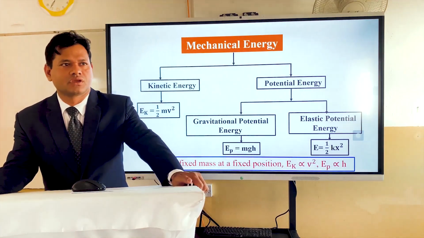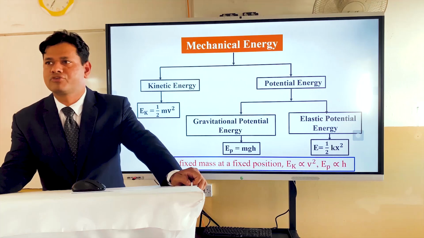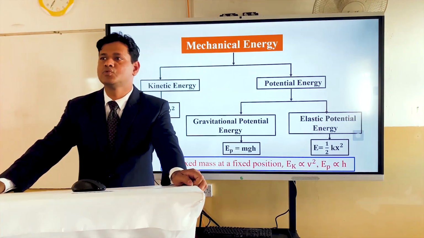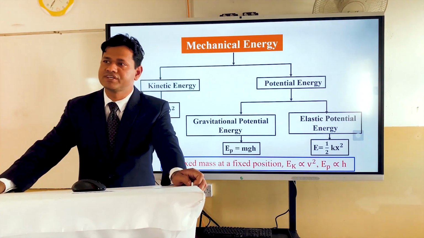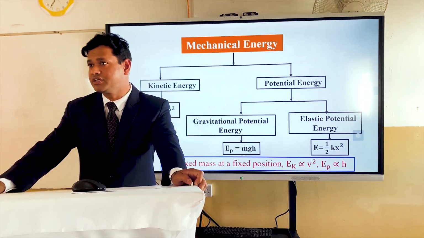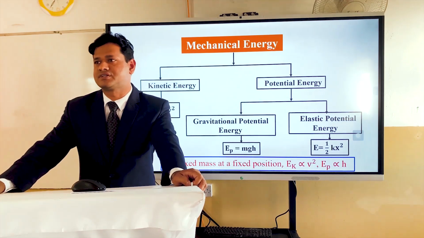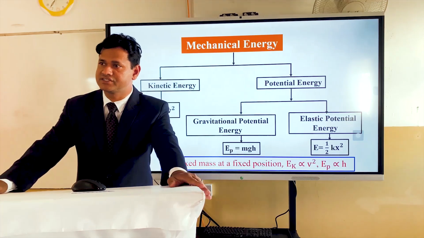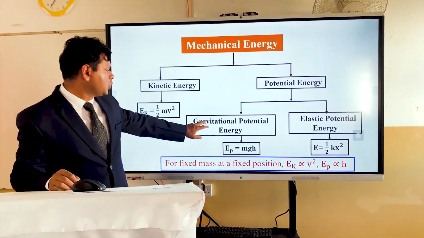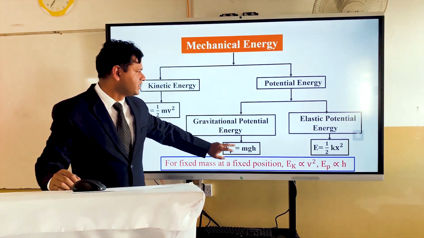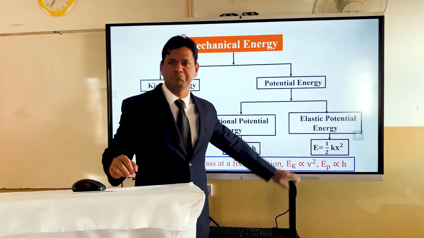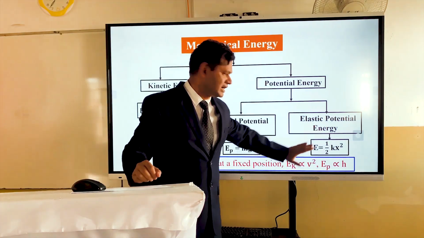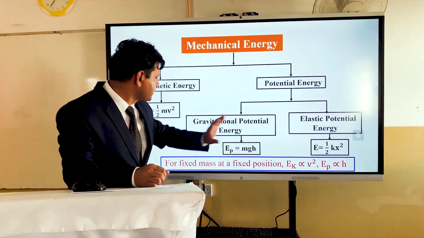Whenever we change the normal position of any object to another position, or if we change the shape of the object, then the energy associated with that body is called potential energy. And potential energy is of two types. One is the gravitational potential energy, another one is the elastic potential energy. But in your book, elastic potential energy is not discussed, so I am not going there. I am just telling about the gravitational potential energy.